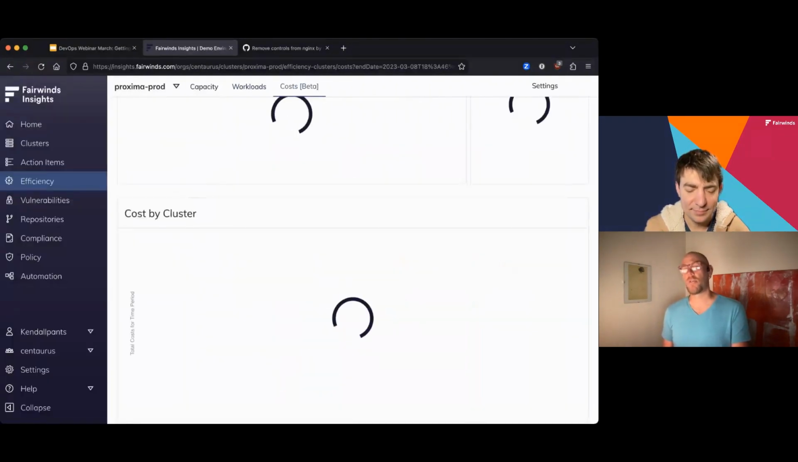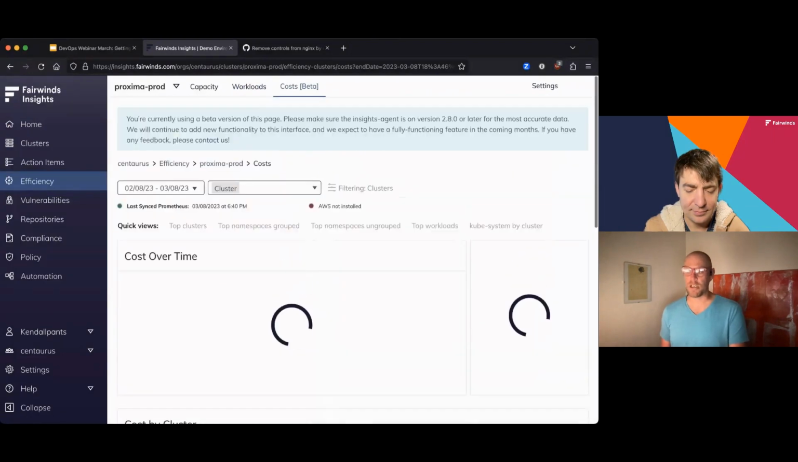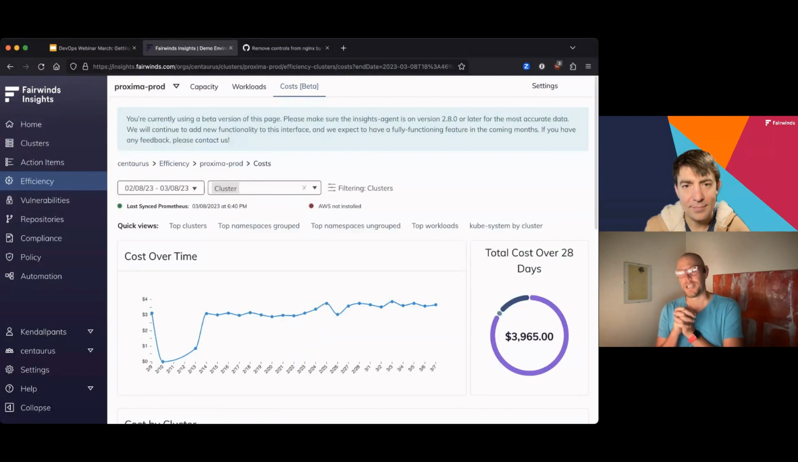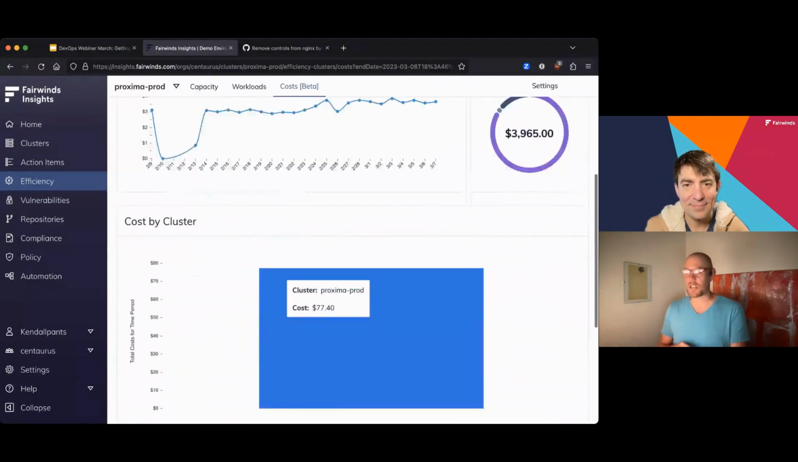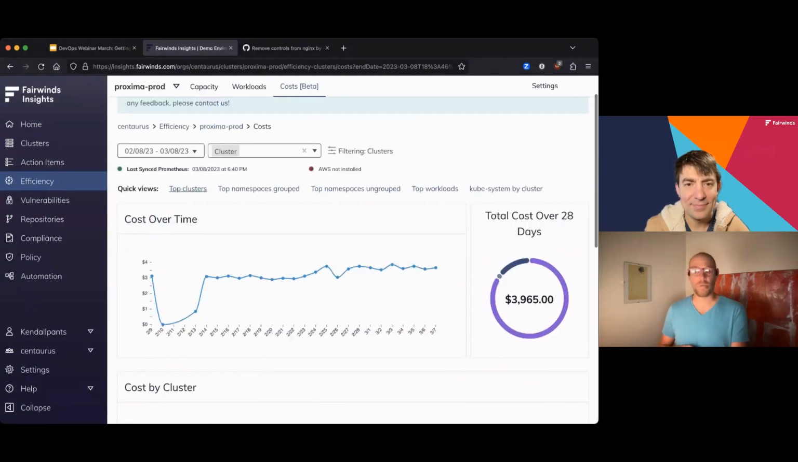Now, with AWS in particular, we get into some very specific costs over time. We can break this down, assuming the demo gods let this load while I'm live streaming it. Yeah, there we go. Okay, so costs over time, total costs over 28 days. Here's what we're actually spending in this particular cluster. We can compare them across clusters. We can see the top namespaces, the top workloads across our entire organization.